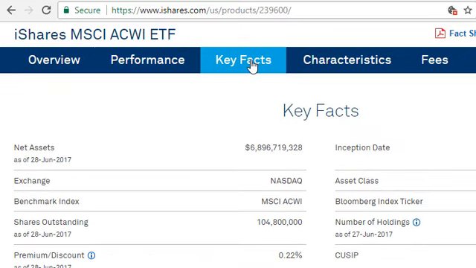If we go to the key facts here, you can see that the net assets is only 6.8 billion, which is considerably less compared to the S&P 500 ETFs that I started with, which are absolutely huge. Most investors don't invest at the All Country World Index level, because we could see from the Abu Dhabi Investment Authority presentation that there's a range.